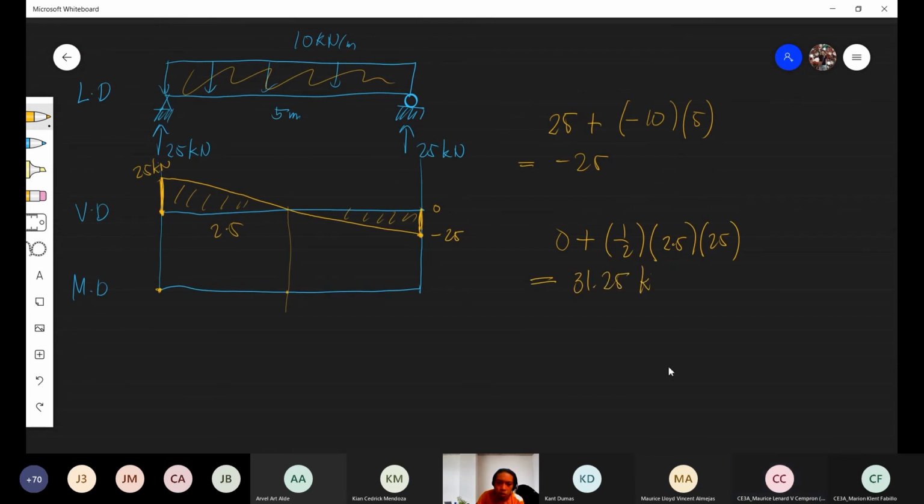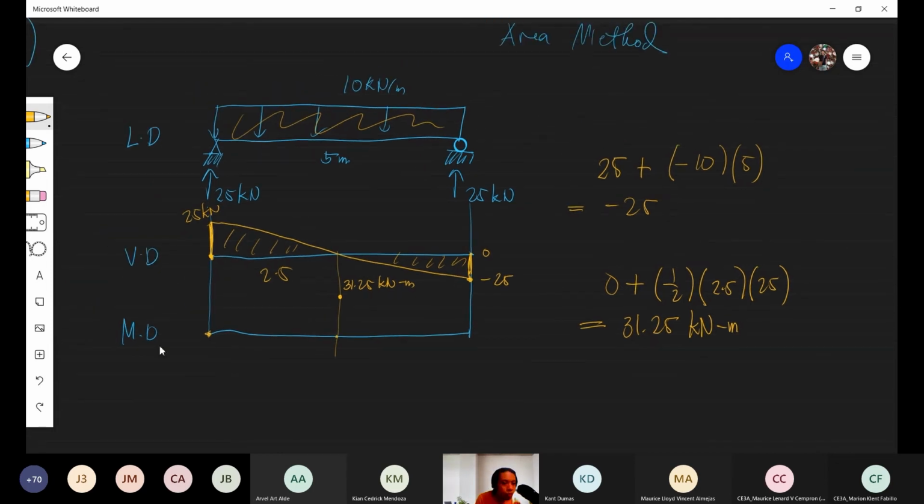31.25 kilonewton meter. Now, is the curve concave downward or concave upward? We don't know yet. What we know is that the degree of the curve is 2. To decide if it is concave downward or concave upward, we base it on the previous diagram. For the moment diagram, we base it on the shear diagram.